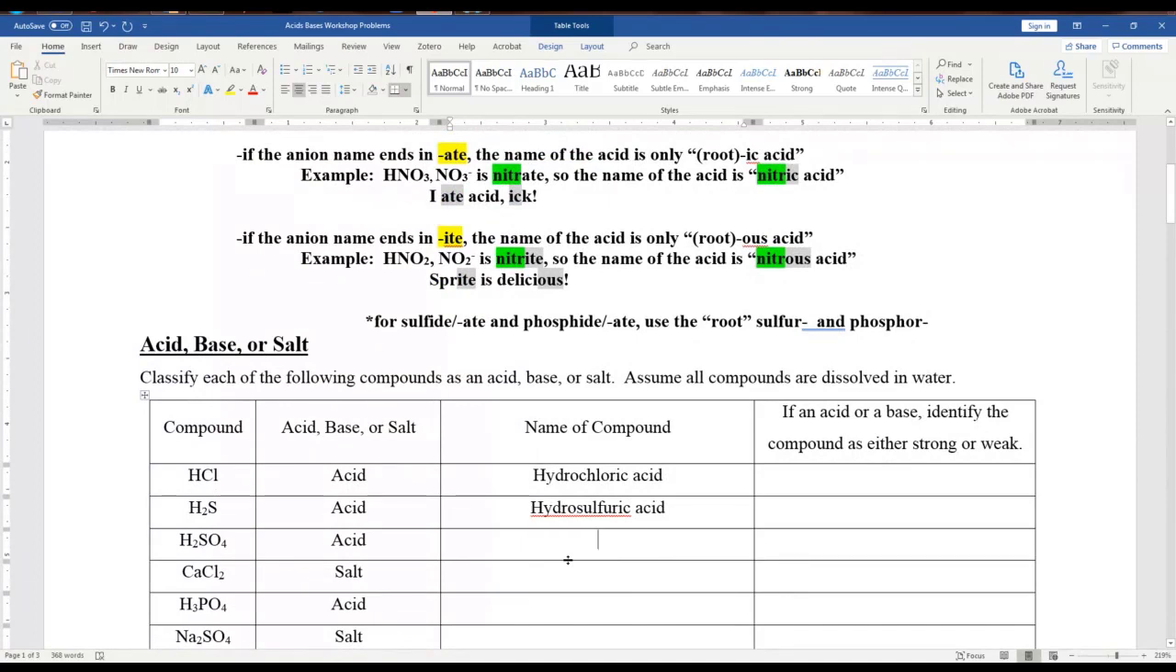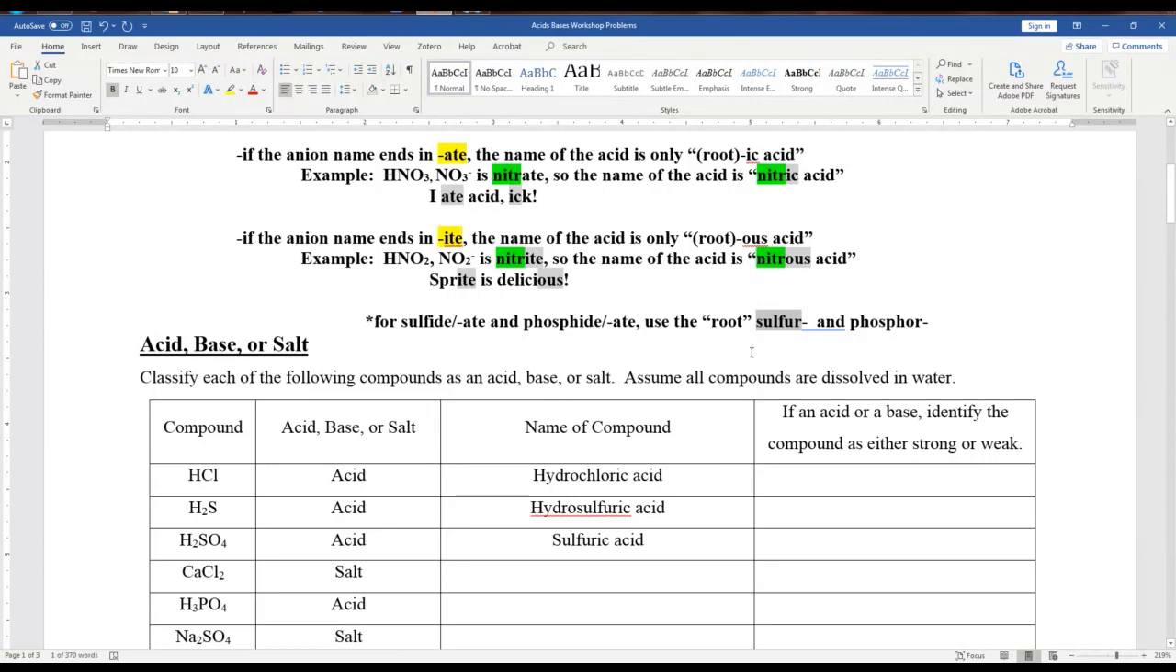Next one is H2SO4. What's that one going to be? Sulfuric acid. Very good. How are you pronouncing it? Pronounce that again. Sulfuric. You could say it the other way, it's just not how it's pronounced, I guess.